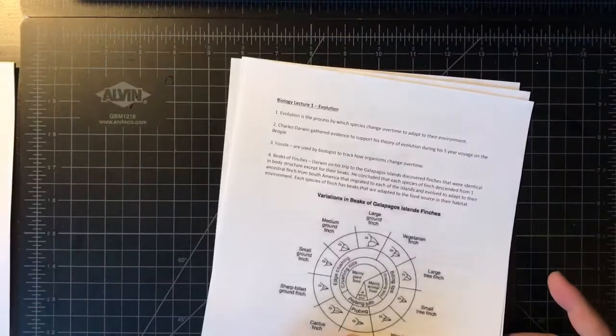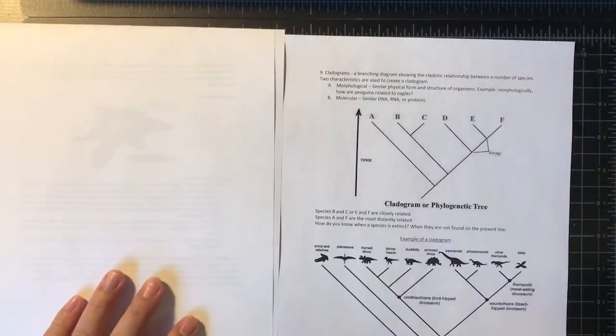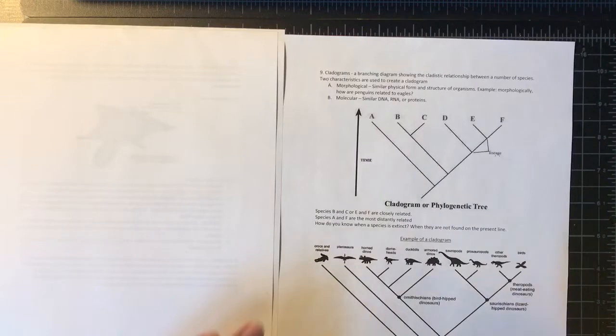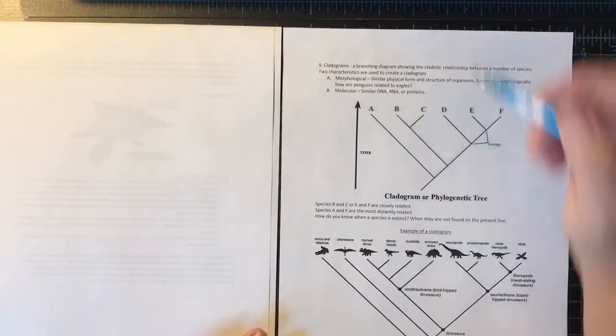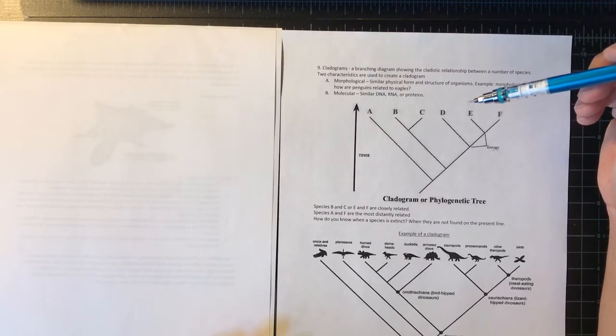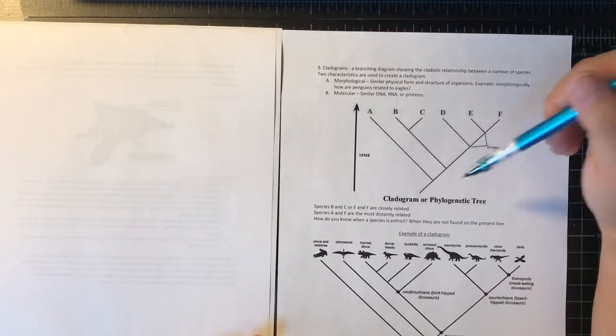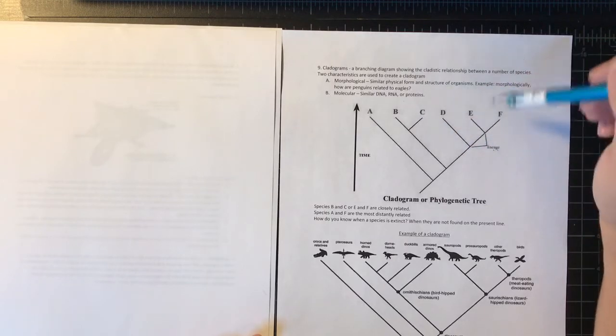All right. So going back to lecture 1, we actually stopped at cladograms. We stopped at this area right here. Let's quickly go through it. So what is a cladogram? A cladogram is a way to show a relationship between species using some sort of branching diagram.